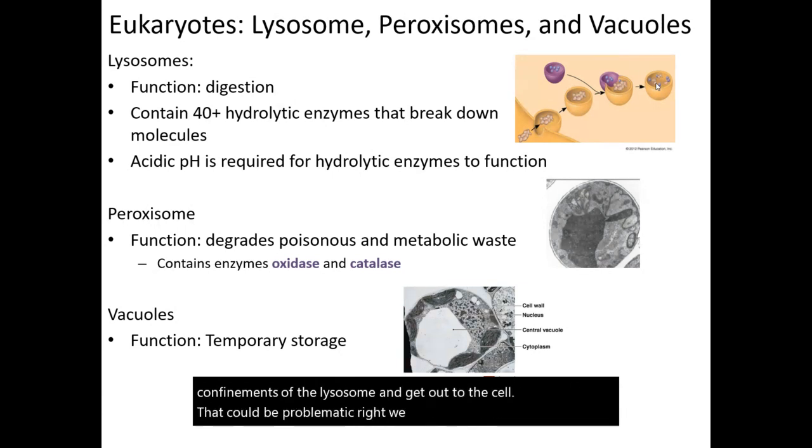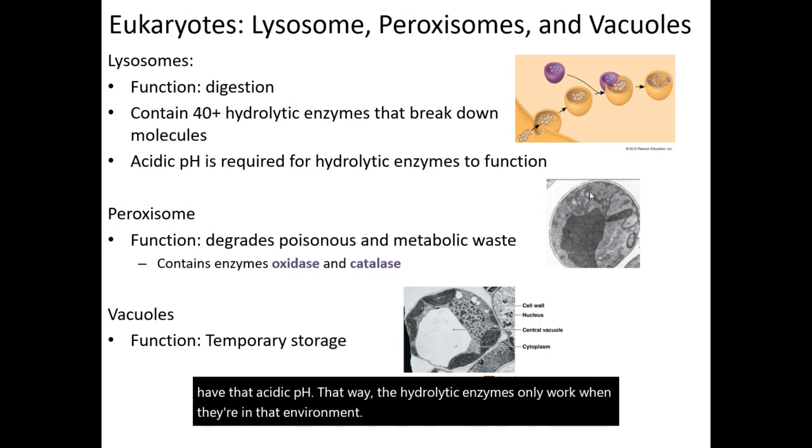We don't want hydrolytic enzymes breaking down functional organelles. So because hydrolytic enzymes require an acidic pH, should there be a leaky lysosome, the rest of the cell is protected because those hydrolytic enzymes wouldn't be able to work in the neutral pH environment of the cell. Okay, so it's important that only the lysosomes have that acidic pH. That way, the hydrolytic enzymes only work when they're in that environment.